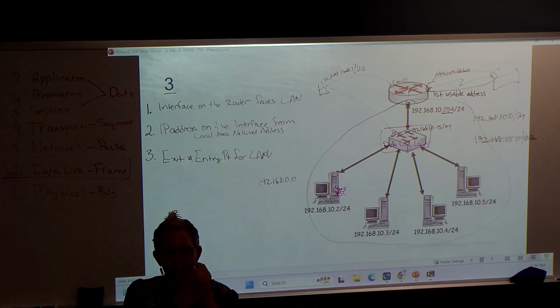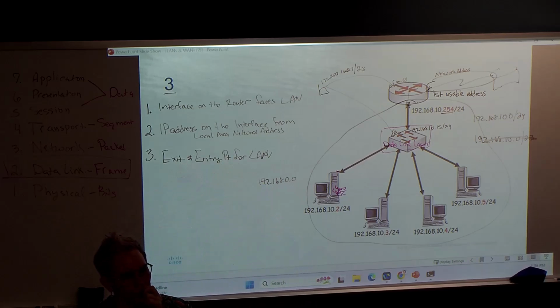Oh, I just heard something about an application layer data breach. I was trying to think, I was going to bring it up. I can't remember what it was. Anyway, there was a big application layer data breach.